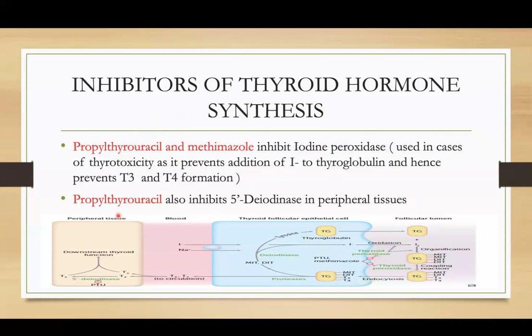PTU also has an additional function, which is that it inhibits 5' deiodinase in peripheral tissue. As you can see in the diagram, there's a peripheral tissue, and it inhibits this 5' deiodinase. The reason this is useful is that deiodinase takes T4 and makes T3, right, which is more active and more useful. So this blocks that. PTU and methimazole block iodine peroxidase and also block deiodinase in peripheral tissues only.